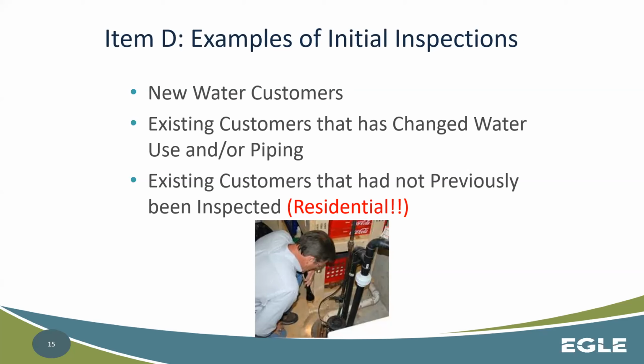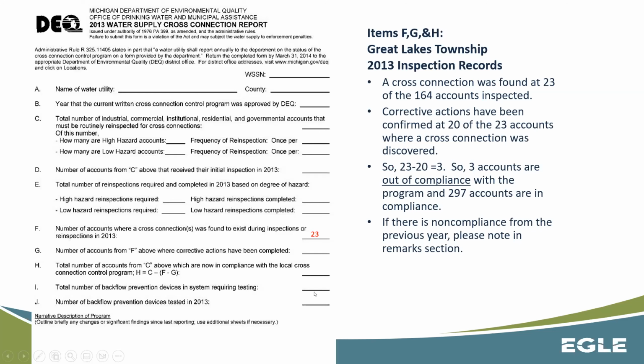So in this case, for F, G, and H, we're basically looking at where did we find problems, and then what has been done about those? So in this case, of the accounts that we did inspections or re-inspections for, there were 23 where we found a problem. And this could be either something was removed, something was broken, or something that was supposed to be there was never put in. Any of those, for whatever reason, we have a cross-connection problem, it's going to require corrective action.